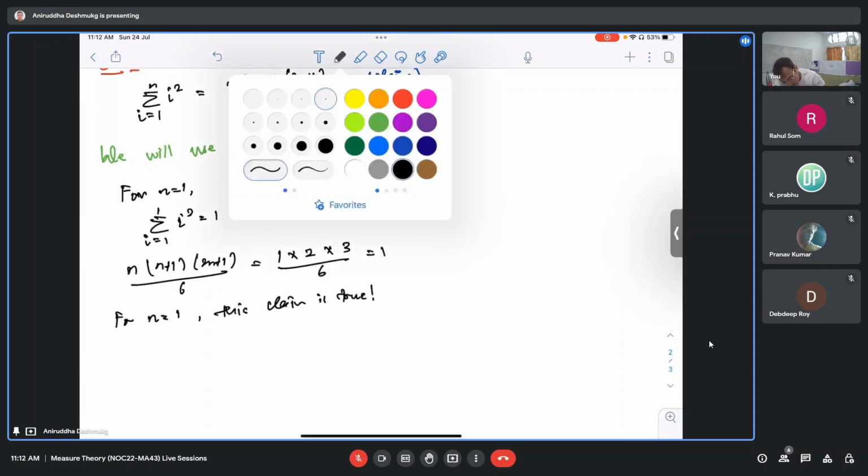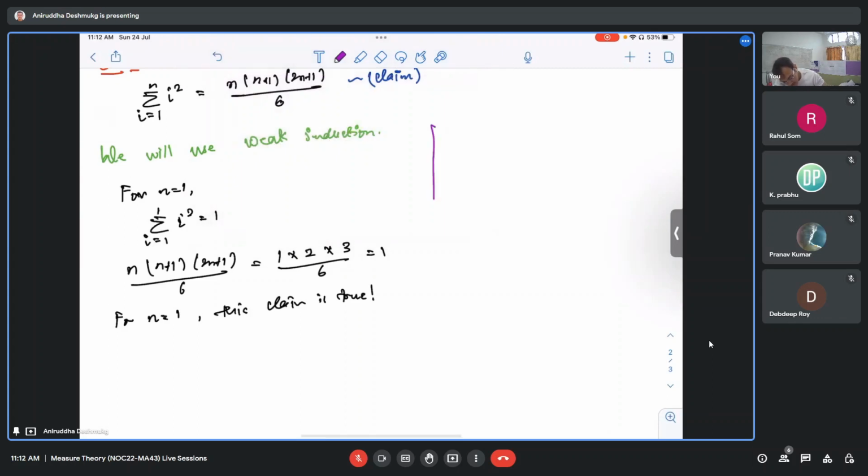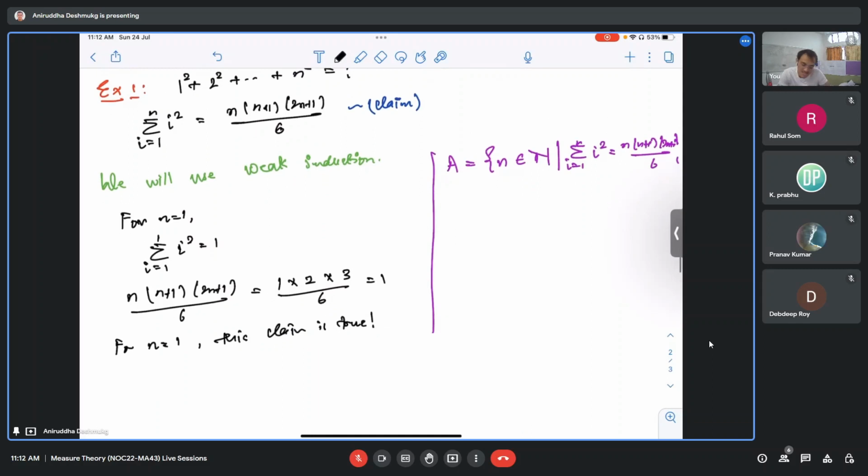I should mention here that I am writing this set A as the collection of all natural numbers n such that summation i from 1 to n, i square is n(n plus 1)(2n plus 1) by 6. I want to prove that A is equal to N. So there are many things that we need to prove if we want to use induction. One is that A should be a non-empty set. Second is 1 should belong to A. And the third one is whenever n is inside A, n plus 1 is inside A.